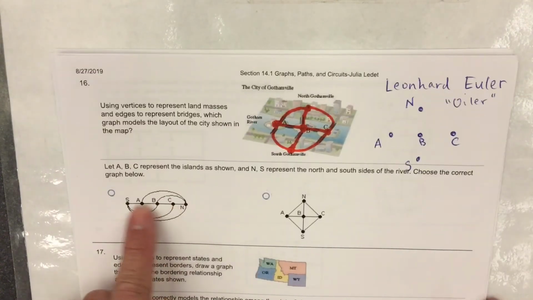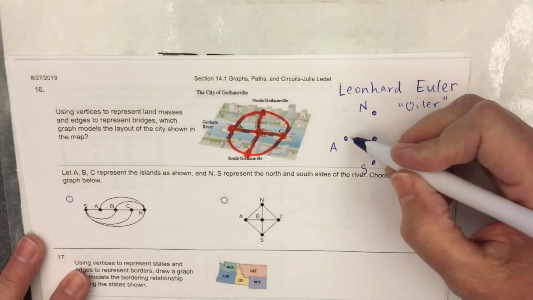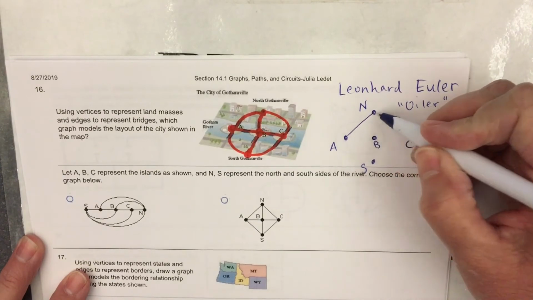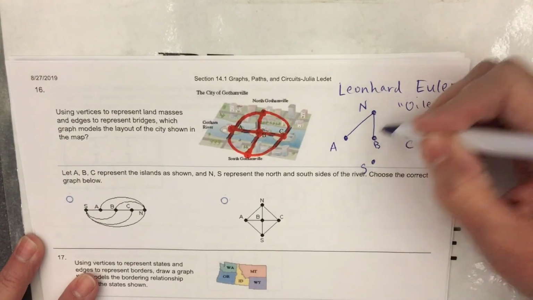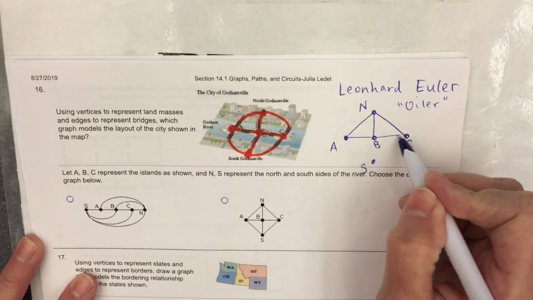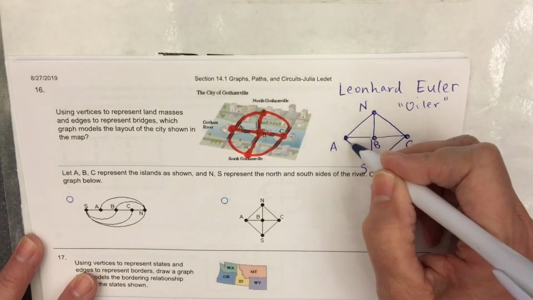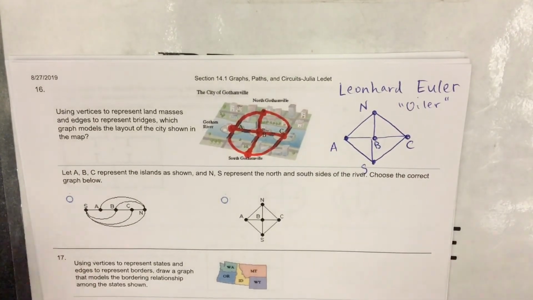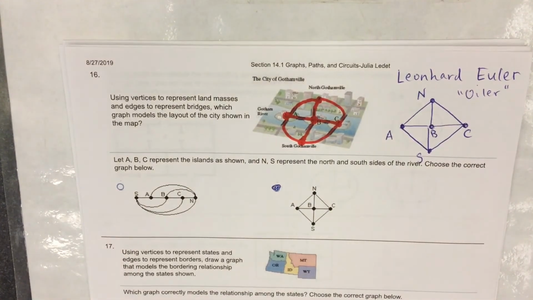Sometimes the answer is going to be the one where they're all in a straight line. But on my cleaned up version, you can draw these straight or curved, it doesn't matter. A to N, B to N, C to N. There's a bridge from A to B. There's a bridge from B to C. There's a bridge from B to S, S to C, A to S. Well, it looks like it's the second one. It just happens to be that the second one is drawn in the same orientation.